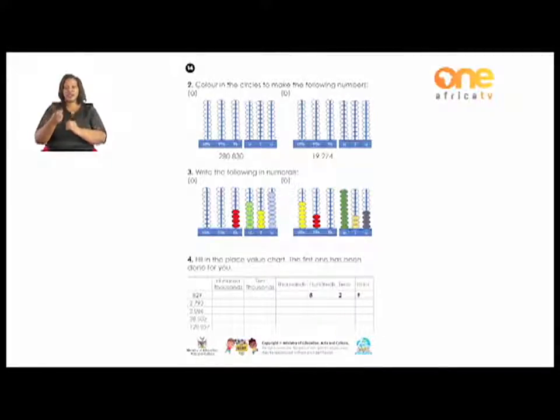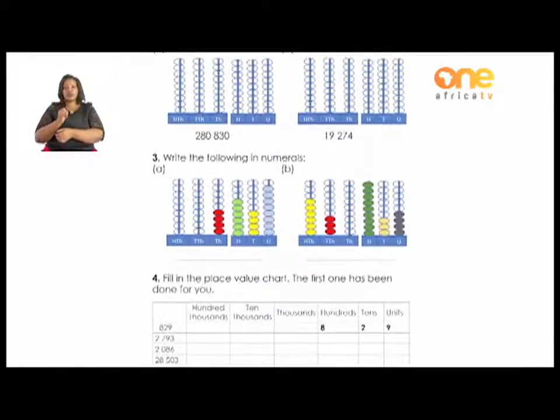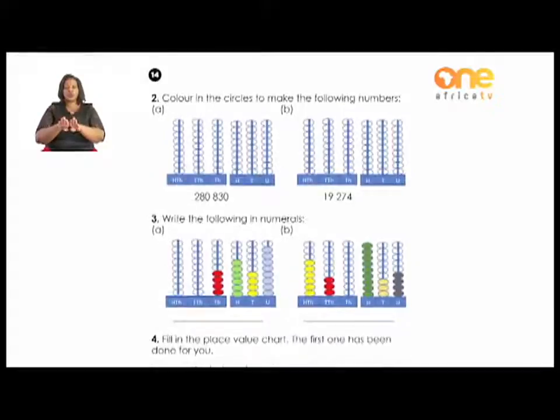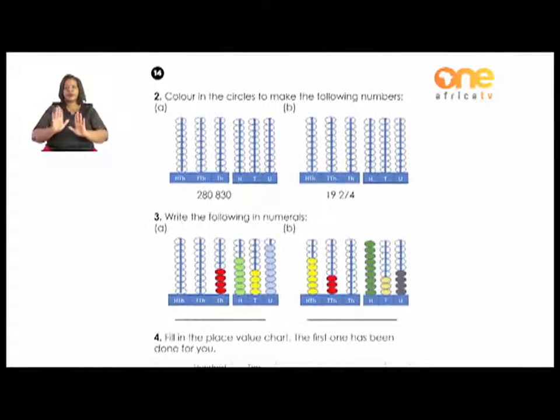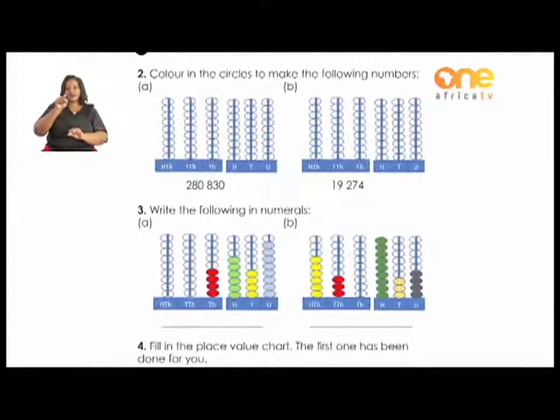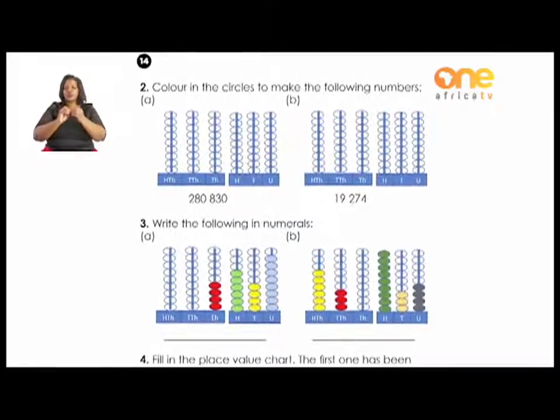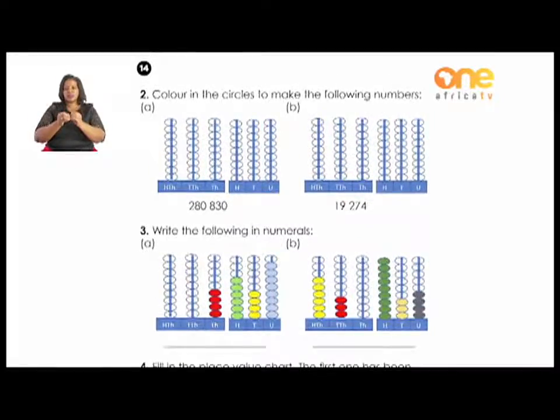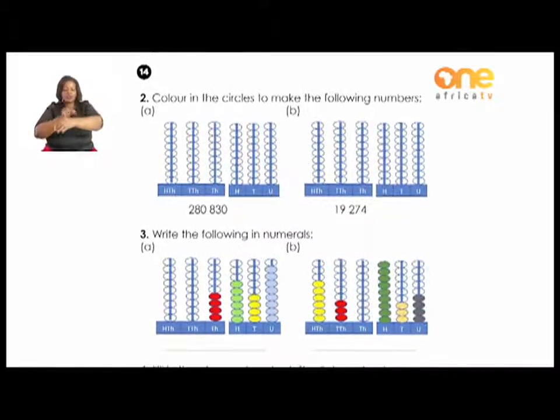There are abacuses which are drawn. What you have to do is color in the circles to make the following numbers. The numbers are written at the bottom of each abacus. All you have to do is just to color.